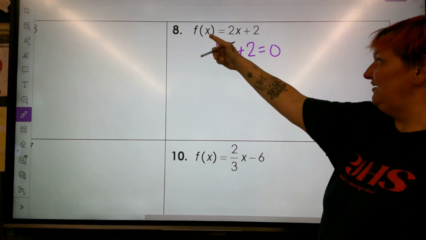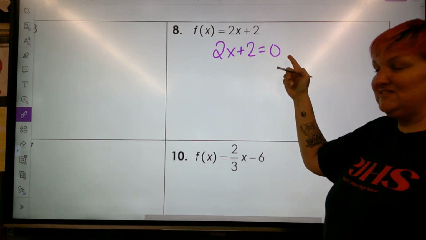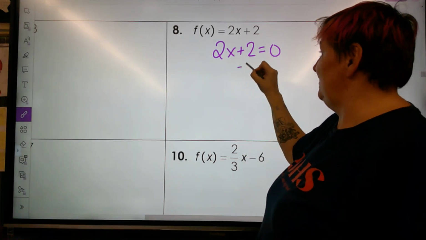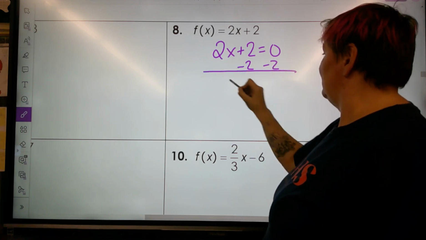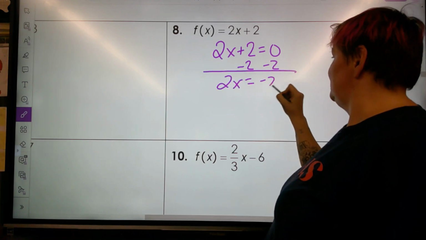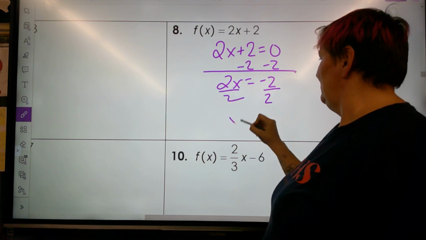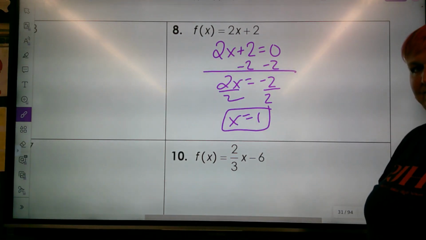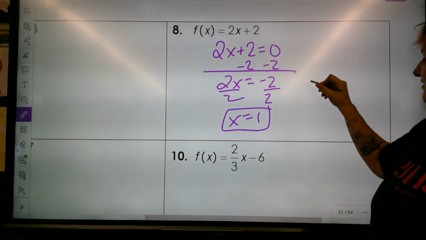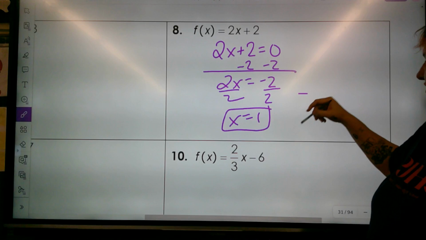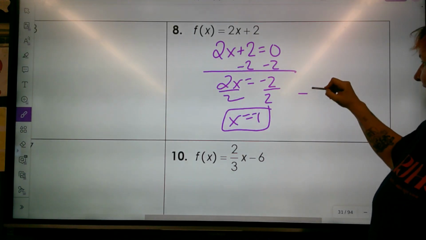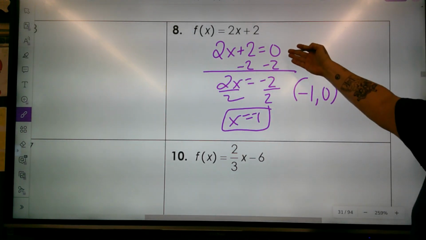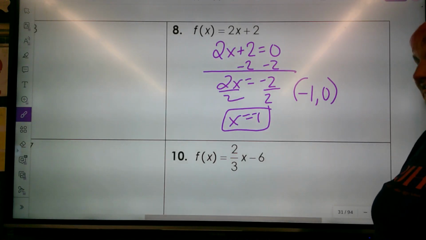Because if the y is 0, it's going to tell us where it crosses the x-axis. And then solve. 2x equals -2, divided by 2. x is equal to -1. That's your zero. When y is 0, x is -1. That's your ordered pair. When y is 0, x is -1.